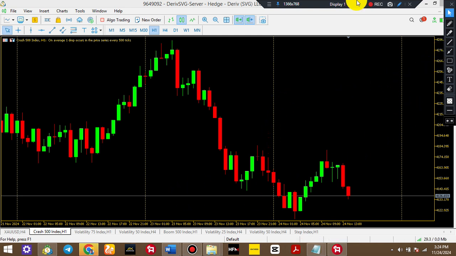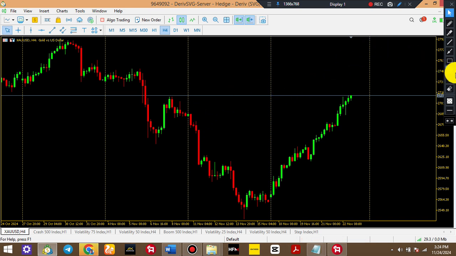Then this doesn't happen only on synthetic indices. Let's go to gold. You also notice that on gold, the same situation happened last week. For those of you who love trading gold, at some point, this was our area of interest where we were expecting price to drop from, an area of resistance, right? We are hoping for price to drop from there all the way down. And then what happened? Why are we expecting price to drop there? Because we have a break of structure here.